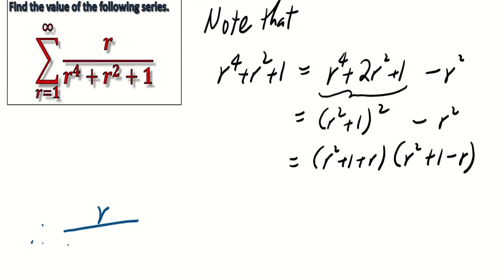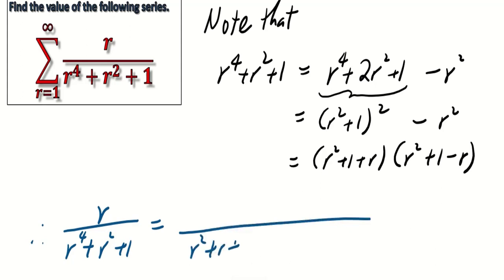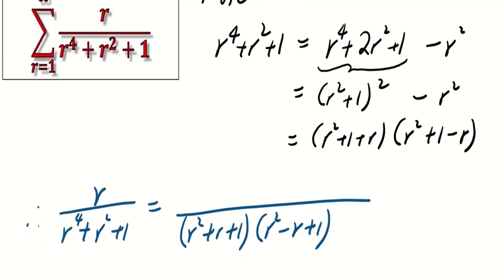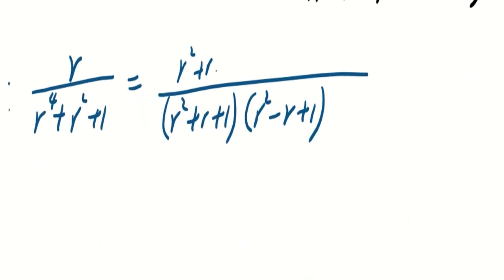Therefore, r over r to the power 4 plus r squared plus 1 can be written as r squared plus r plus 1 times r squared minus r plus 1. For the numerator, it can be written as r squared plus r plus 1 minus r squared minus r plus 1. After careful calculation, r squared will be cancelled off, 1 will be cancelled off as well. So we are left with r minus negative r, which will give us 2r.